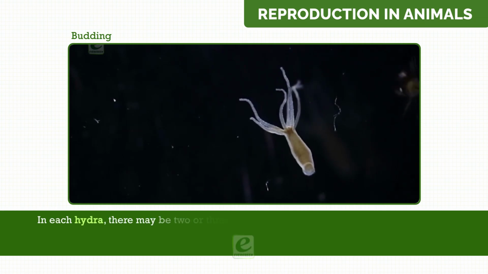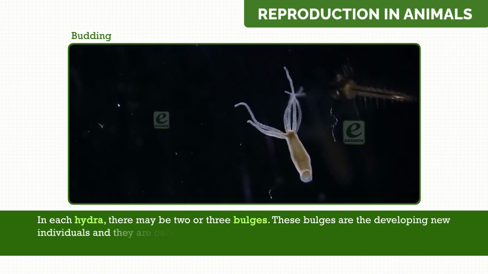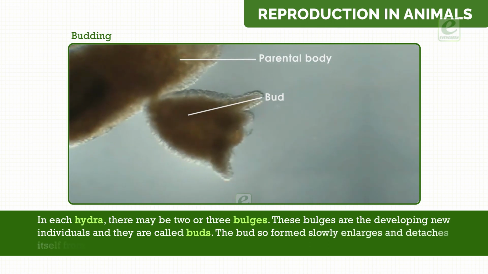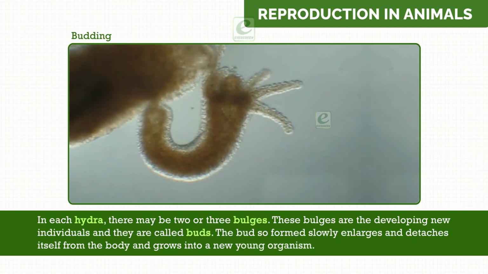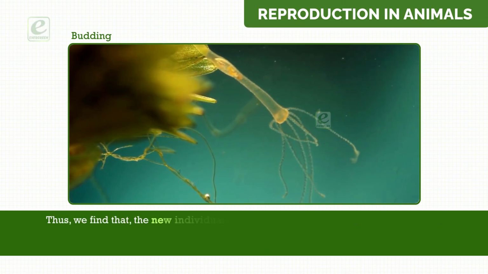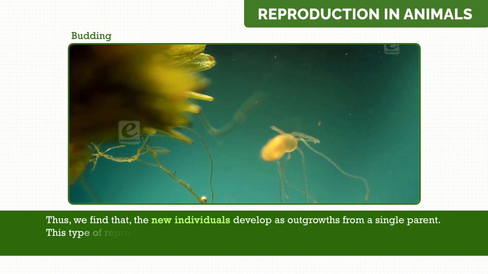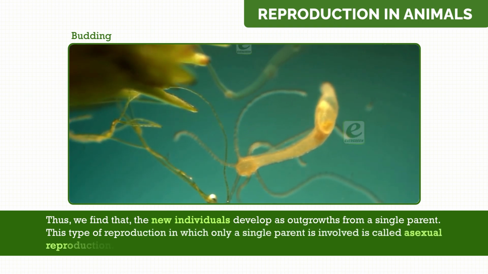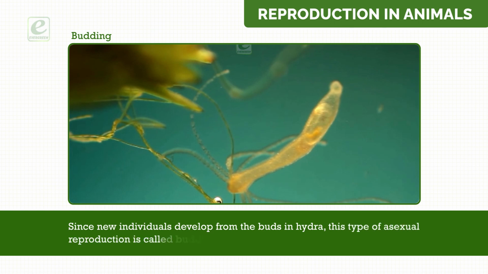In each hydra, there might be 2 or 3 bulges. These bulges are the developing new individuals, and they are called buds. The bud so formed slowly enlarges and detaches itself from the body and grows into a new young organism. Thus, we find that the new individuals develop as outgrowths of a single parent. This type of reproduction, in which only a single parent is involved, is called asexual reproduction. Since new individuals develop from the buds of hydra, this type of asexual reproduction is called budding.